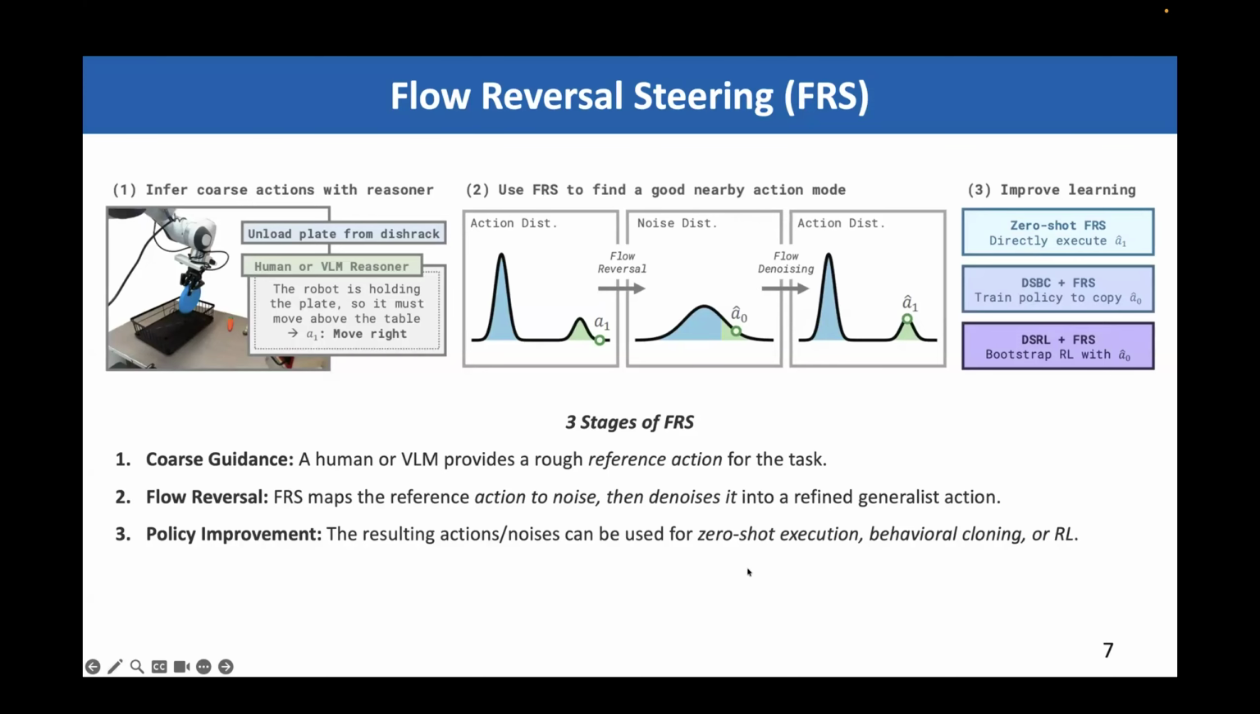So for flow reversal steering, there's essentially 3 stages. One is the coarse guidance, where a human or VLM needs to provide a rough reference action. And then second is the flow reversal. So once you have this reference action, you need to map it to a noise and then you denoise it again to get a refined action. And then finally, we can talk about how we can actually use this flow reversal to improve policies. And this can be either through zero-shot execution, through behavior cloning, or reinforcement learning, RL.